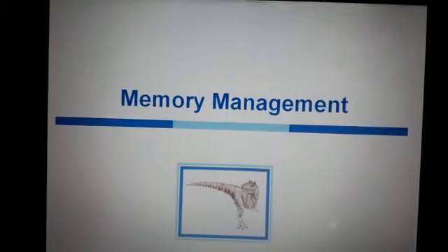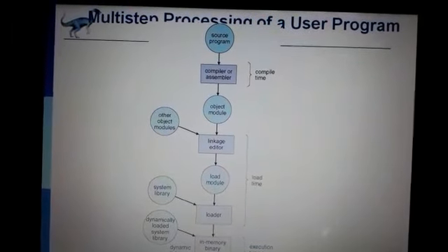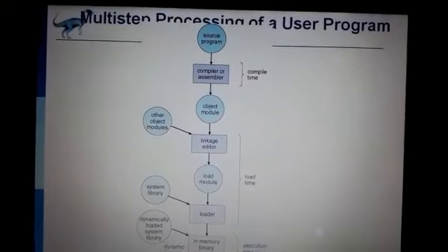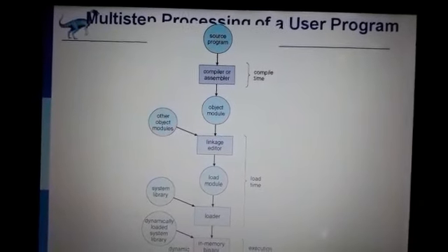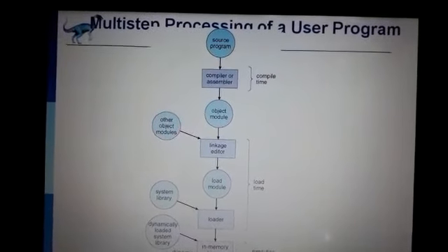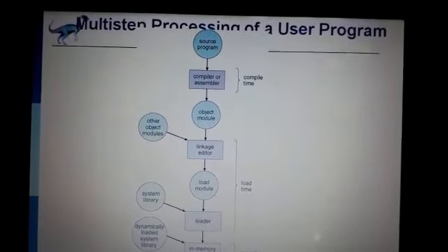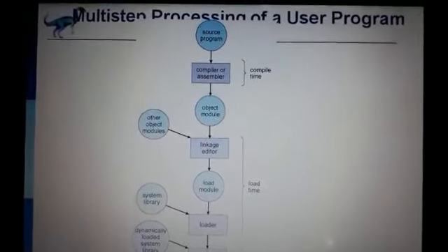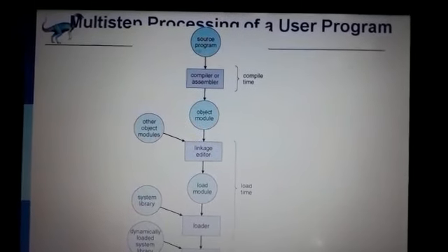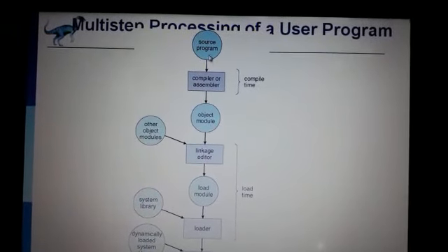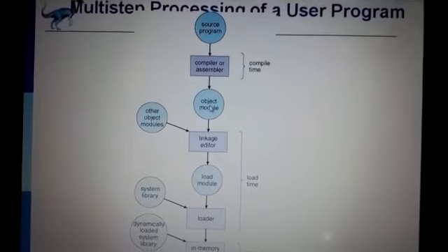Memory management, multi-step processing of a user program. User program execution involves the following steps. First step, the source program is converted to the object module by the compiler or assembler. So the compiler or assembler is used to convert the source program to the object module.